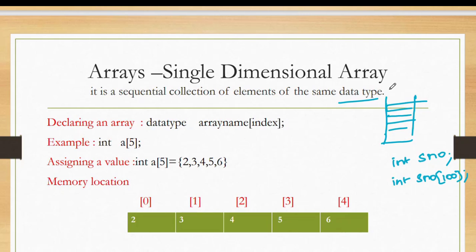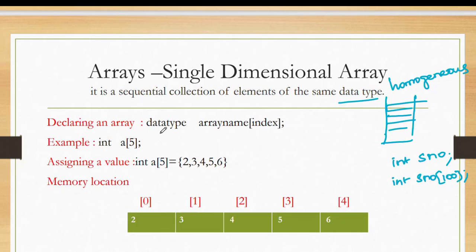It is also called a homogeneous data type. Homogeneous means the same data type. All the student number data types are the same. Everything is a number, right? So it is a sequential collection of elements of the same data type. That is an array. So how can you declare an array?